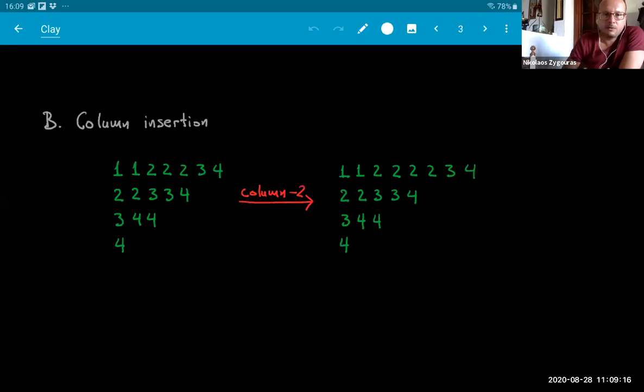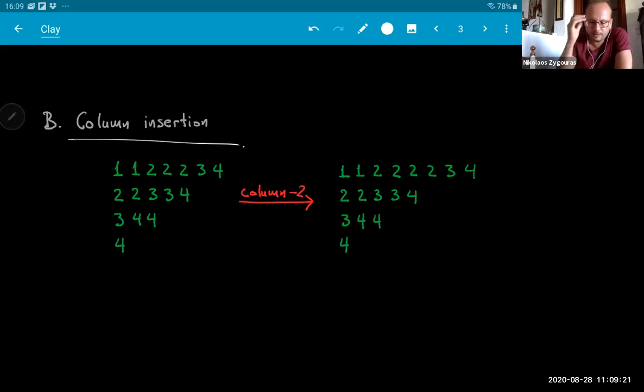Now, let me go to the next insertion, which is a column insertion. And let's say again that I want to insert number 2. Now, instead of trying to insert into rows, I'm trying to insert into columns. So 2 is going to try to get inserted in the first column. And the rule here is that it will find the first number which is bigger or equal to itself. So in this case, the first number which is bigger or equal to itself is 2, which is equal to 2. And then it's going to replace it. So you don't see for the moment any change because 2 replaces 2.